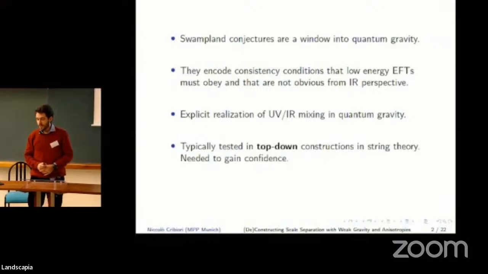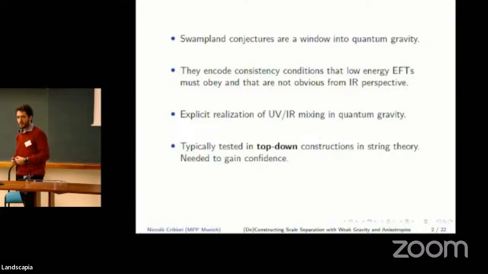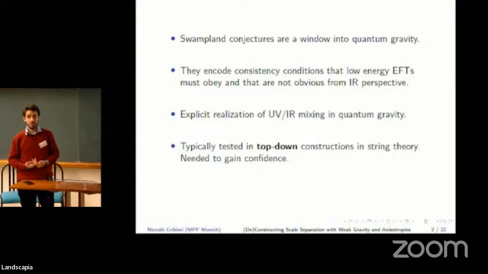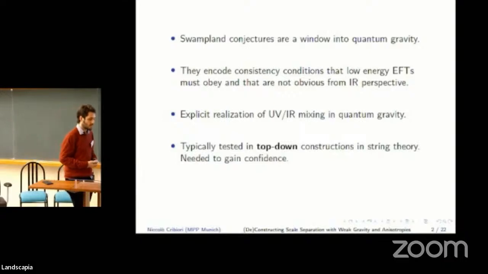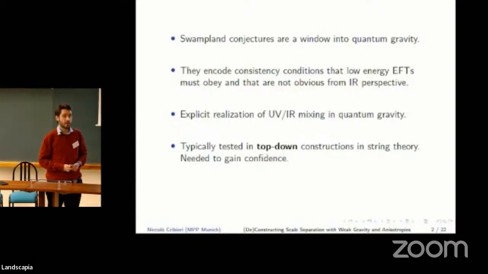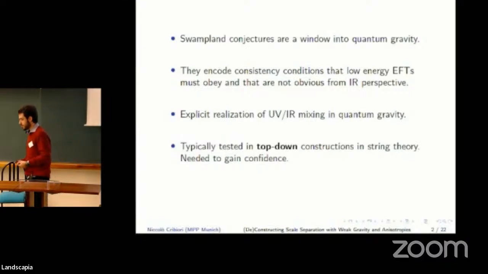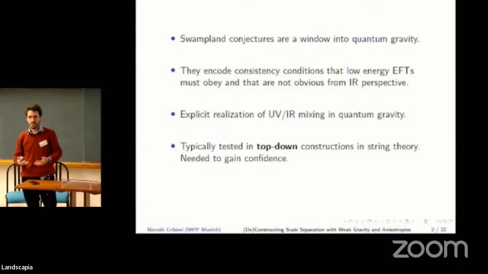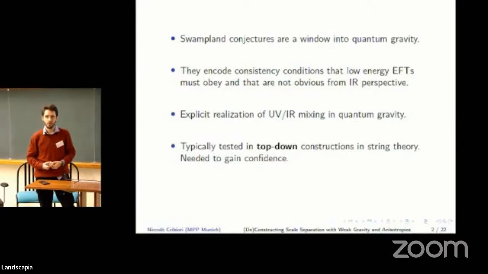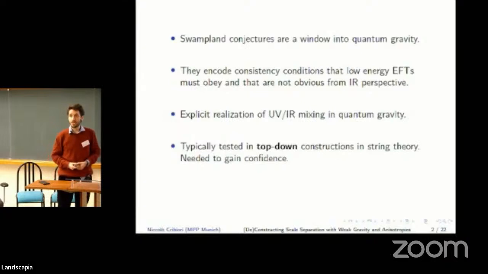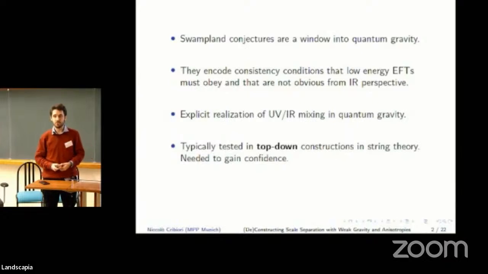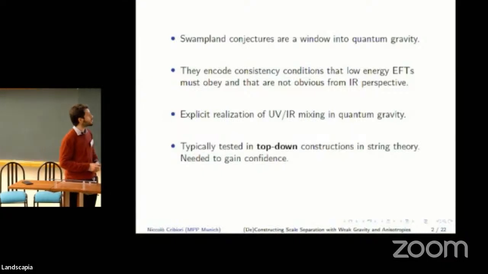Let me start by remembering that Swampland conjectures, as we know, are a window into quantum gravity. The very fact that these conjectures exist or can be formulated is a proof of concept that quantum gravity is mixing UV and IR. Typically you test conjectures top-down, from string theory, because this is the best understood framework in which to work. This is an extremely important job, because it is the only way we have at present to gain confidence in those conjectures. However, this is not what I'm going to do in the first part of this talk.